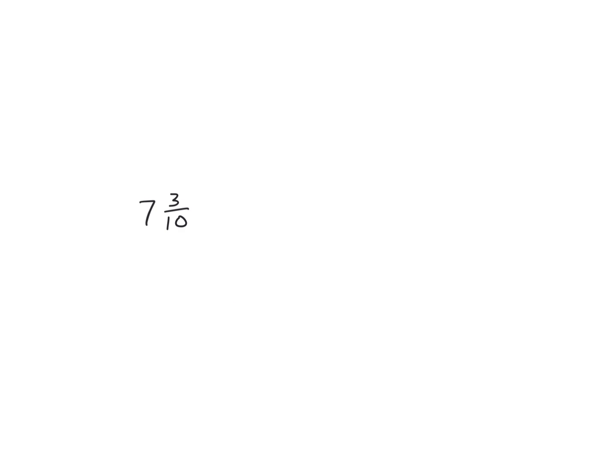Let's do another example. To change 7 3/10 into an improper fraction, I'm first going to multiply 10 times 7. 10 times 7 would give me 70. Then I'm going to add the 3. So I get 73. So the final answer to this is 73/10.